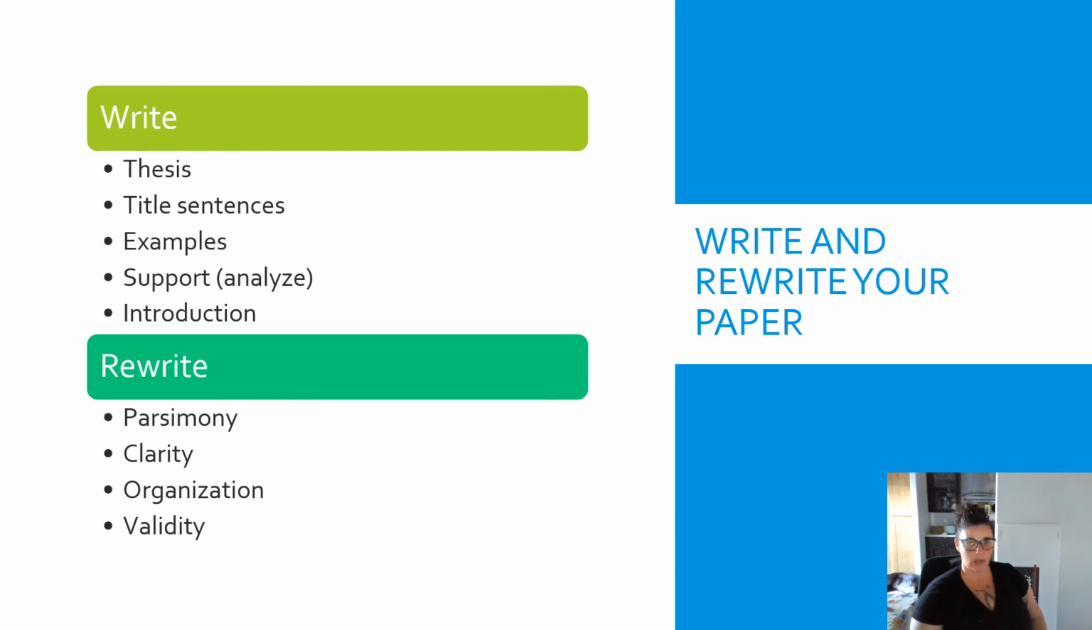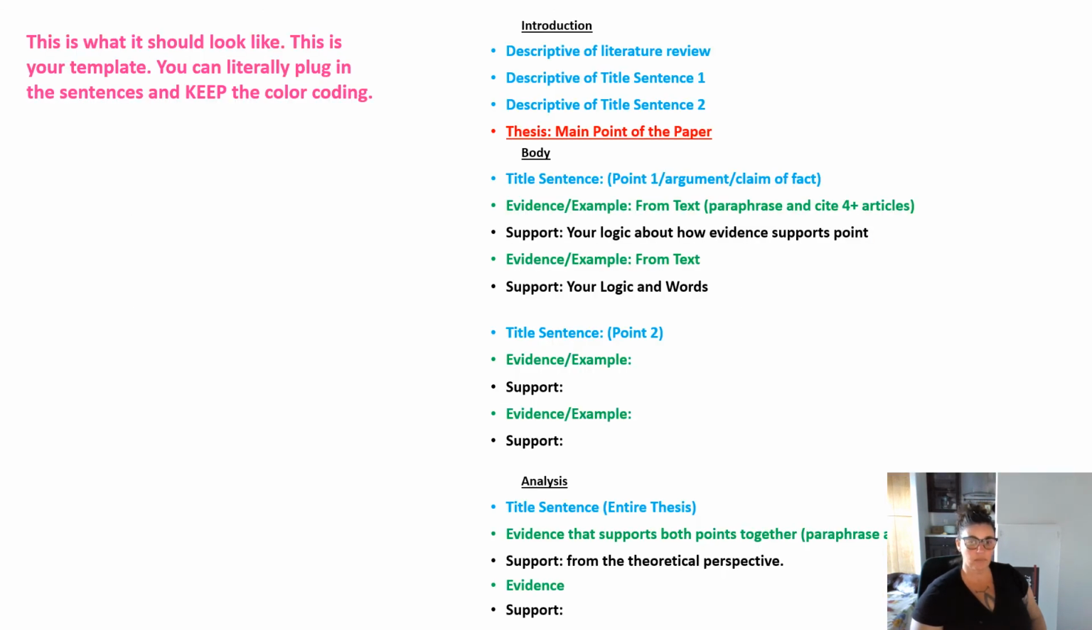Then you walk away and try to give it at least 24 hours. At the very least, print it out and reread it for yourself. You want to reread for parsimony, clarity, organization, and validity. Parsimony means use the least amount of words possible. The less we say, the less passive language we have, the stronger our writing is, the clearer your writing is. And make sure your organization is correct.